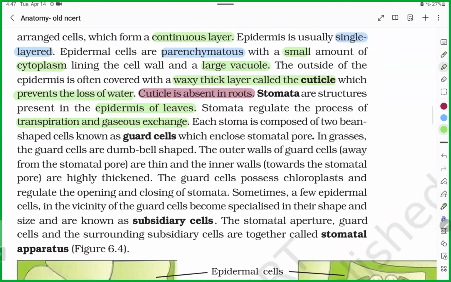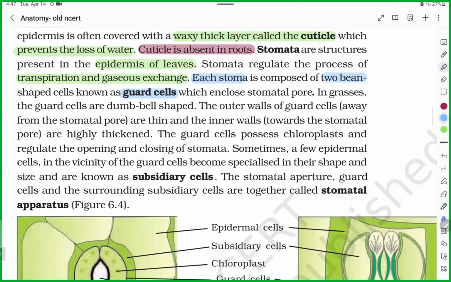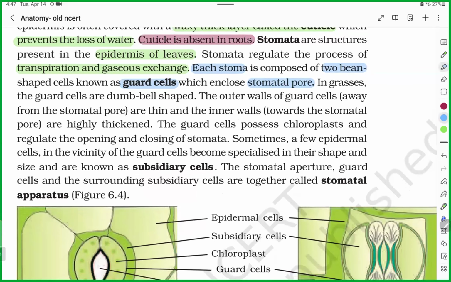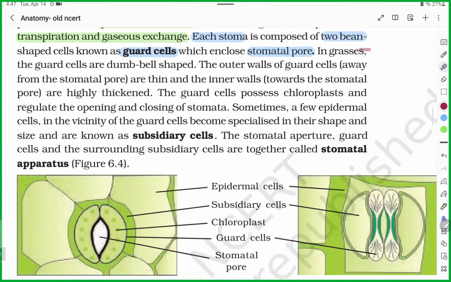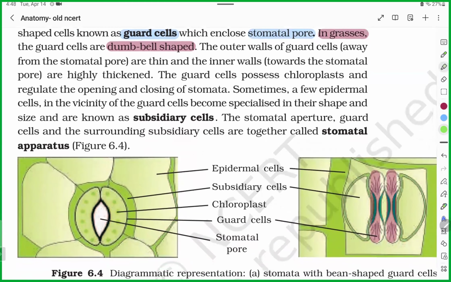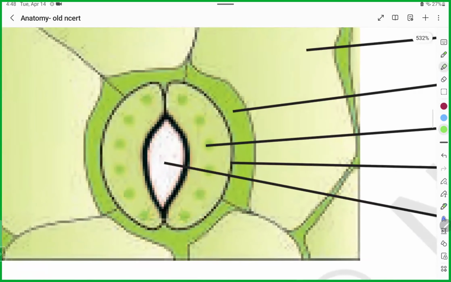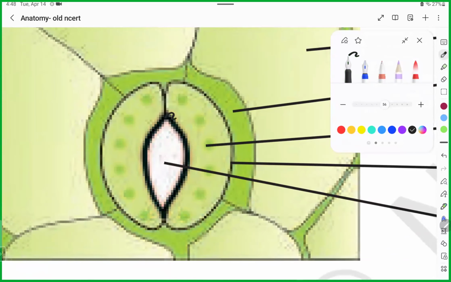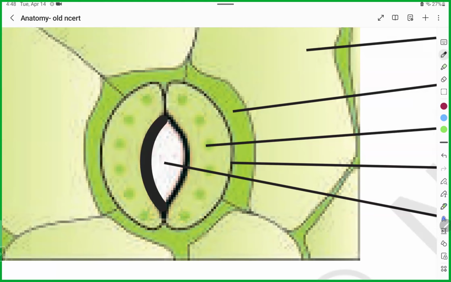Each stomata is made up of two bean-shaped cells known as guard cells. Within the guard cells, we have the stomatal pore. For example, in the case of grasses, you will see the shape is dumbbell shape. If you see the outer wall of the guard cell, the outer wall is very thin and the inner wall is very thick, as you can see in the diagram.